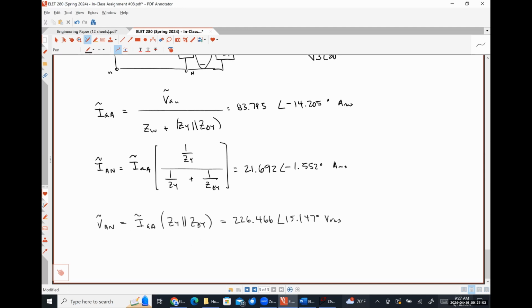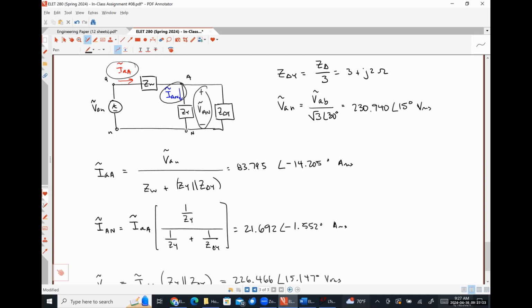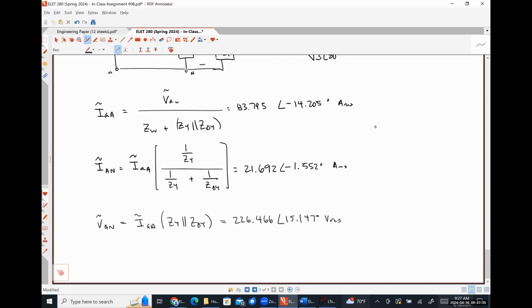Just to double check here, 21.692 angle -1.552 times, is that 10 plus j3? Yeah. Comes out to be the same thing. Okay. So all I was doing to double check there is because we know what IAN is and we know what ZY is, we could have just multiplied those two together using Ohm's law as well and got the exact same result. Okay. All right, so I'm satisfied with this VAN.